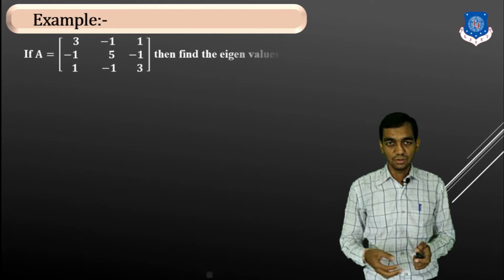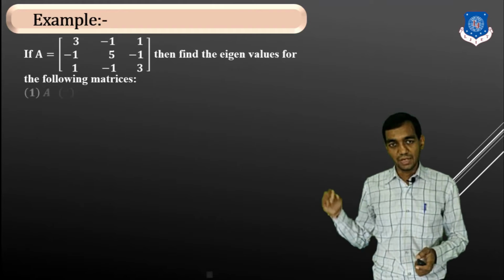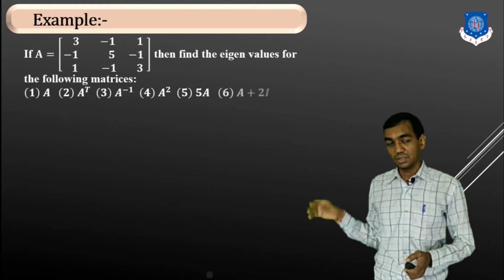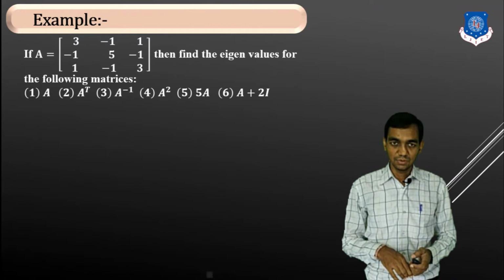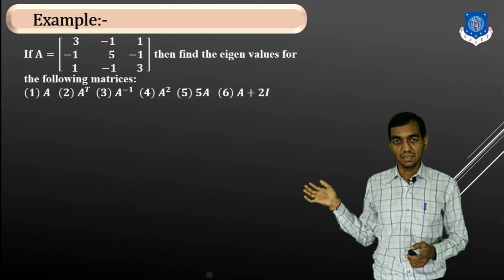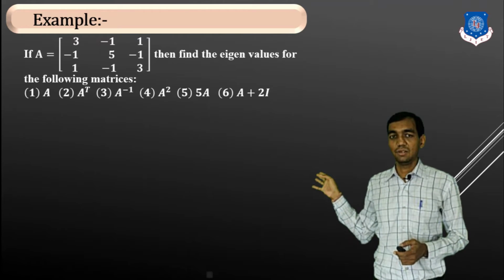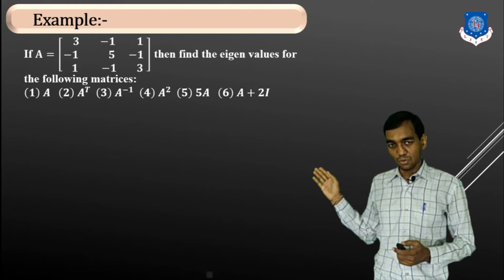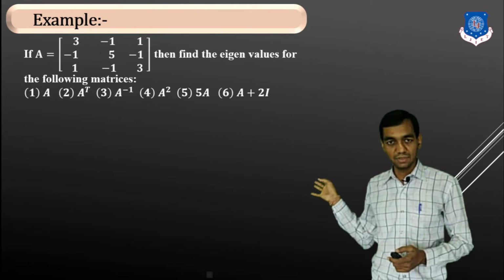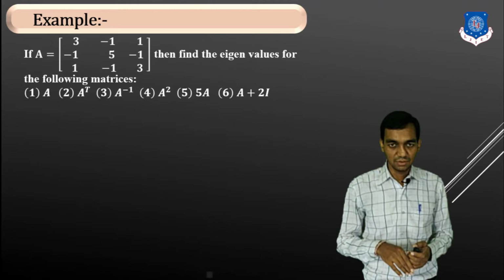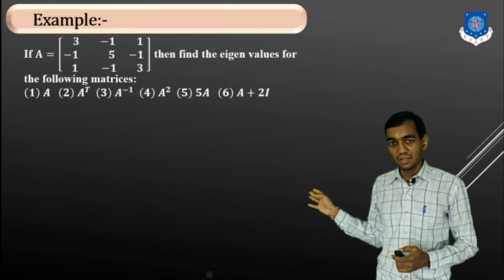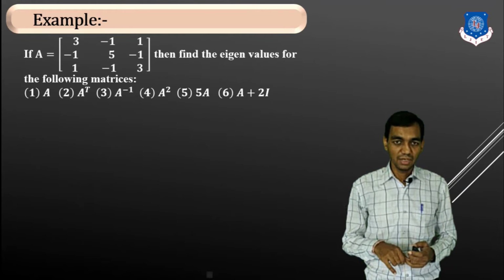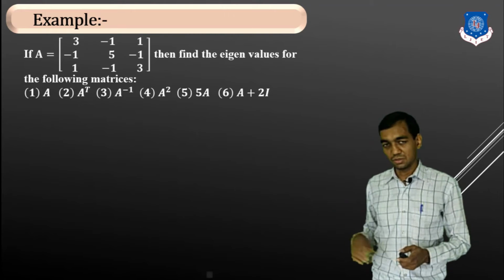Now we are going on to the example. If A is equal to the matrix 3, minus 1, 1; minus 1, 5, minus 1; and 1, minus 1, 3, then find the eigenvalues for the following matrices. First one is A, second one is A transpose, third one is A inverse, fourth one is A square, fifth one is 5 into A, and sixth one is A plus 2I.